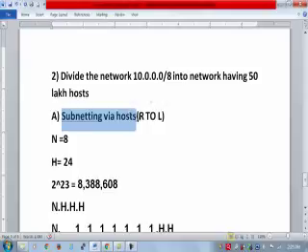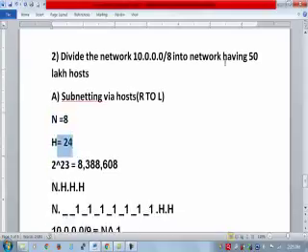The host counting will always be done from right to left. Once again, I am repeating: in subnetting, the only thing you should focus on is that subnetting is done via host and also via network. In subnetting via host, the counting is done from right to left. In subnetting via networks, the counting is done from left to right. So /8 means my network bits equal 8 and my host bits equal 24. Very simple. Then I told you that we want 50 lakh hosts inside a single network.